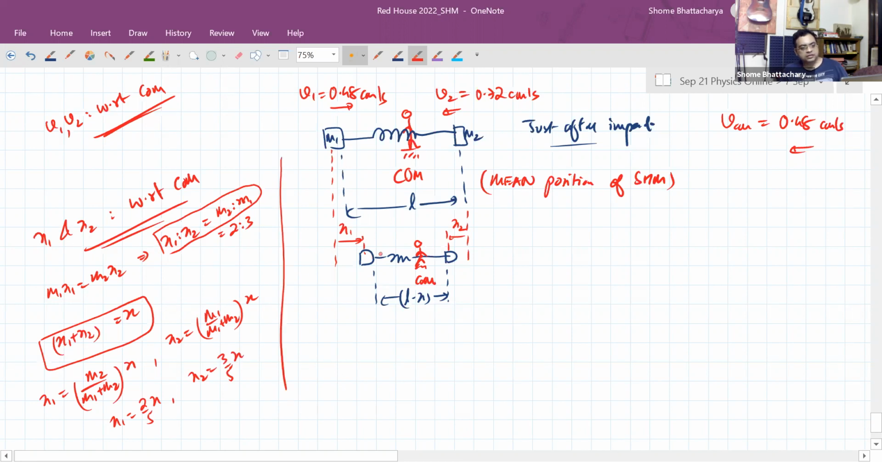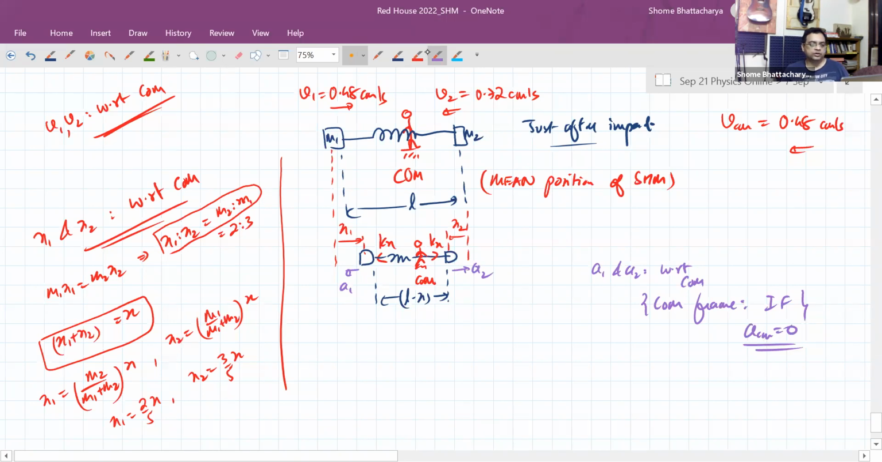So at this stage, this is what the force picture is looking like. This is having an acceleration A1 in this direction. This is having an acceleration A2 in this direction. All this is with respect to center of mass. A1 and A2 are also with respect to center of mass. But in this case, the center of mass frame is actually an inertial frame, because the acceleration of the center of mass is 0 on the ground. So really, we need not worry about all that.